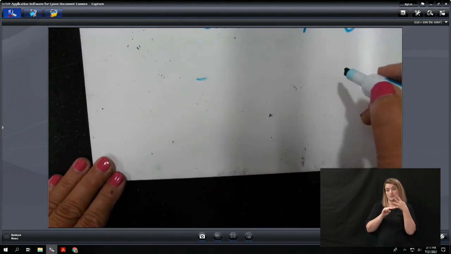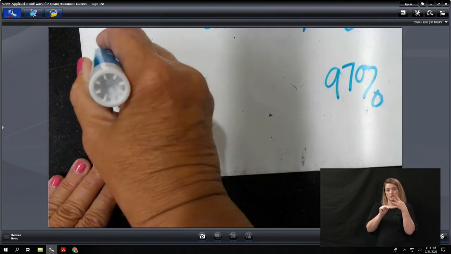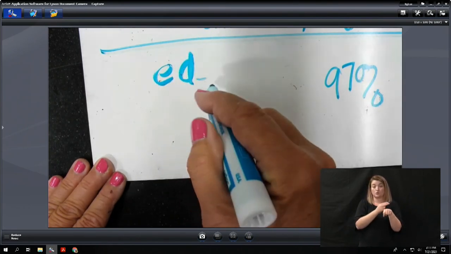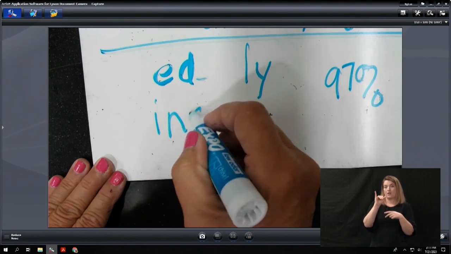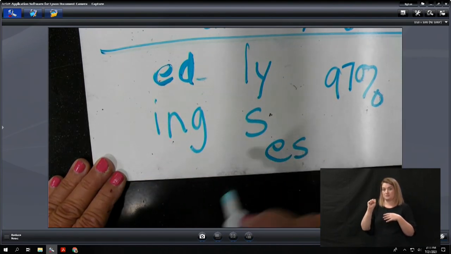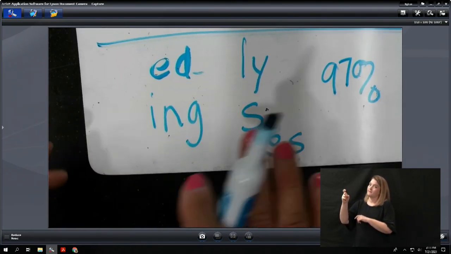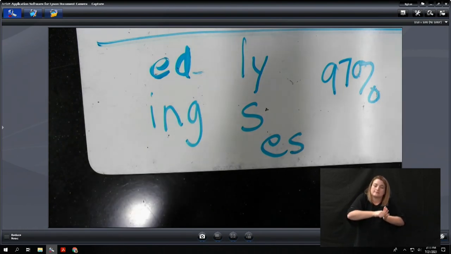If you look at suffixed words, 97% of them use ed, ly, ing, s, and es. So you can see how these are something you're going to emphasize most, because students are going to come across them most often.